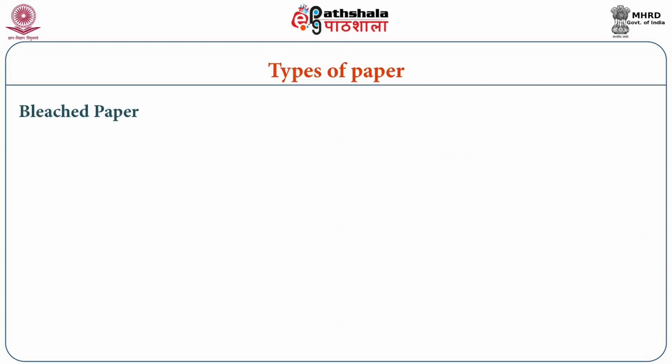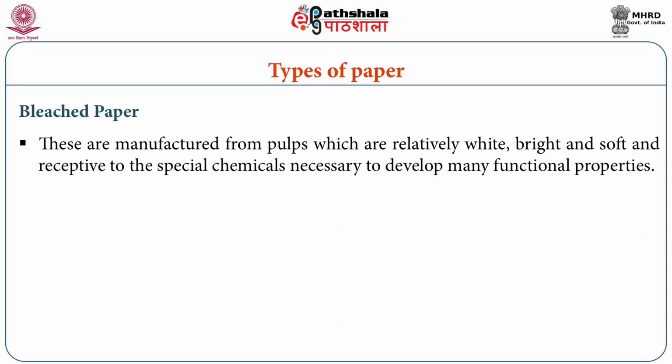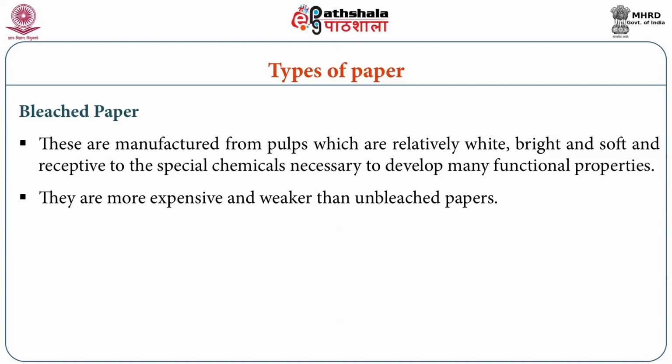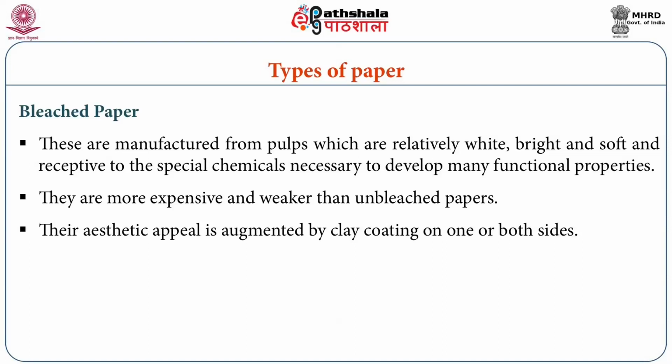Another type is bleached paper. These are manufactured from pulps which are relatively white, bright, and soft and receptive to the special chemicals necessary to develop many functional properties. They are generally more expensive and weaker than unbleached paper. Their aesthetic appeal is frequently augmented by clay coating on one or maybe both sides.